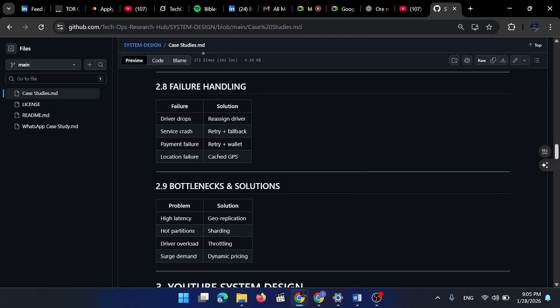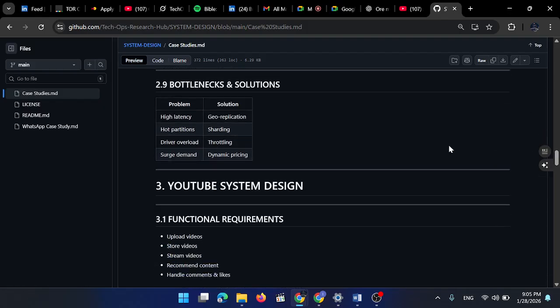And then there's what we call bottlenecks and solutions. So, for example, when we're talking about high latency as a problem, the solution here is coming up with a geo-replication. Geo-replication basically is a geographical replication so that it's easier to, and then when talking about hot partitions, we get to do sharding, right? When talking about driver overload, we get to do throttling.